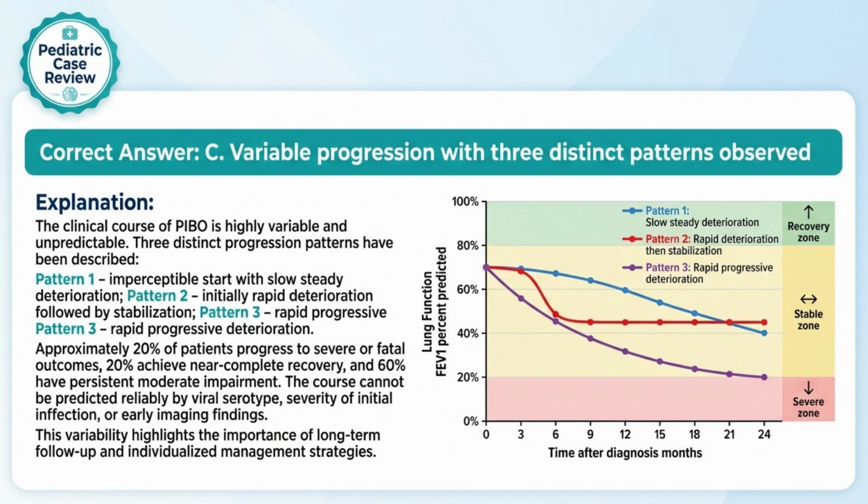The correct answer is option 3. The graph demonstrates the highly variable clinical course. There are 3 distinct patterns, ranging from slow, steady deterioration to rapid deterioration followed by stabilization to rapid progressive decline. Approximately 20% face severe outcomes, 20% achieve near complete recovery, and 60% maintain persistent moderate impairment. Long-term follow-up is absolutely critical.